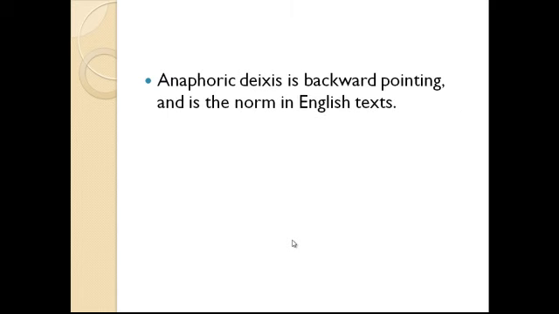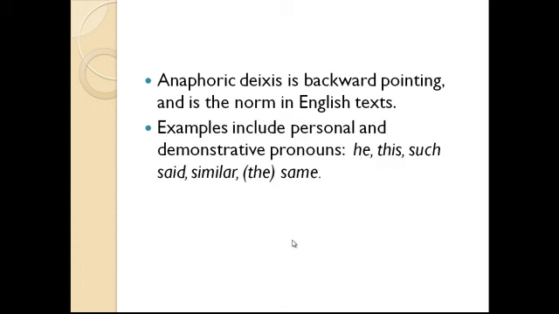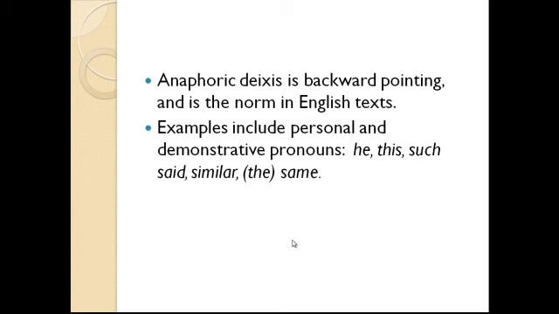Anaphoric deixis is backward pointing and is the norm in English texts. Most English texts use anaphoric deixis. Examples include personal and demonstrative pronouns: he, this, such, said, similar, same. All these are examples of anaphoric deixis, the type of deixis that usually does backward pointing.